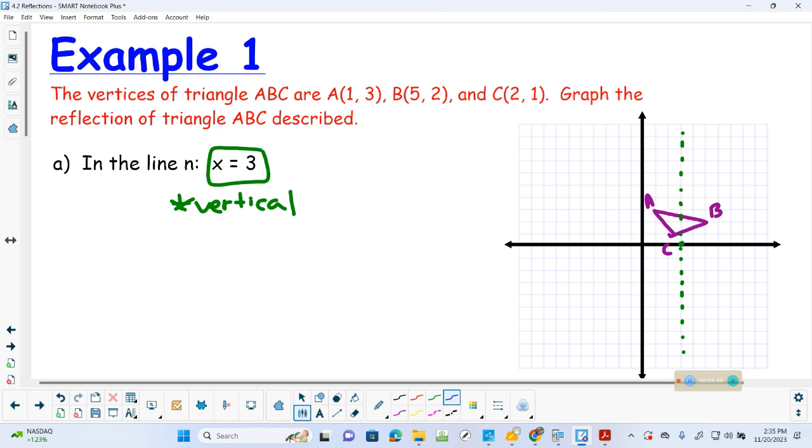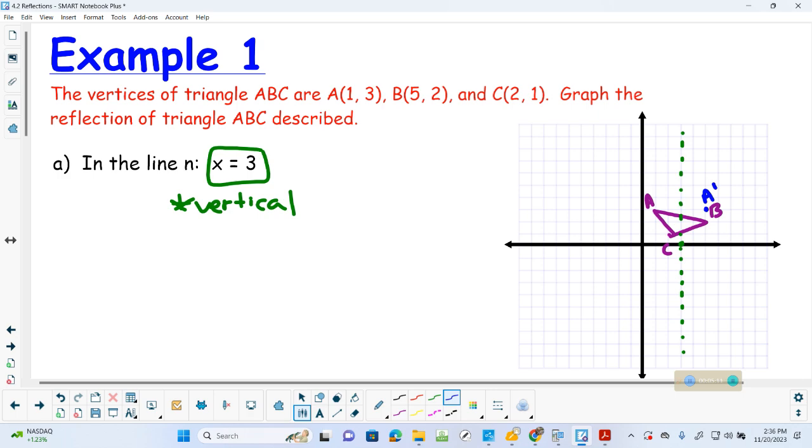From A, I'm going to count straight over to the green line, perpendicular, and count how many units that is. It's 1, 2 units from the line, 2 to the left. So to reflect it, I'm going to put it 2 to the right. So 2 units to the green line, 2 units in the other direction to the right of the green line.